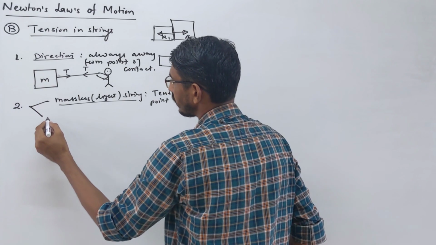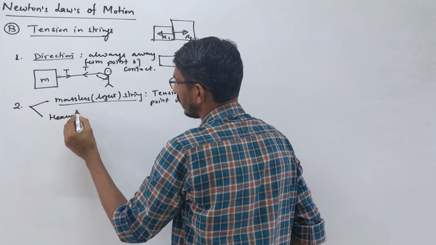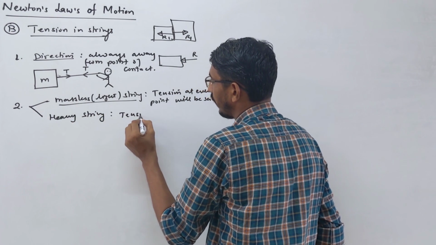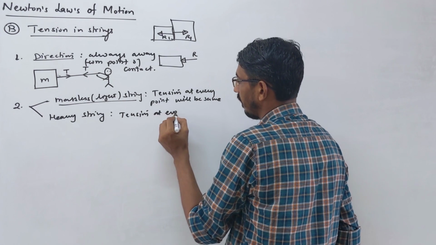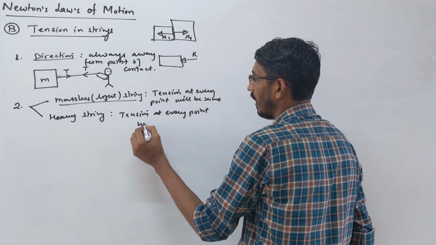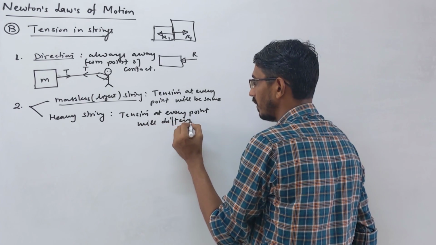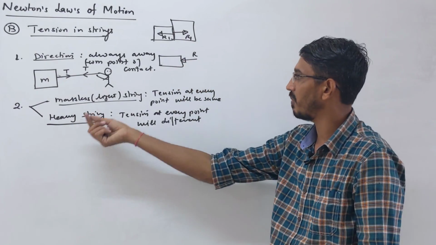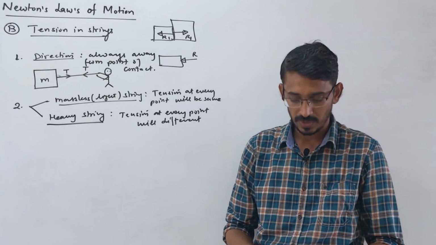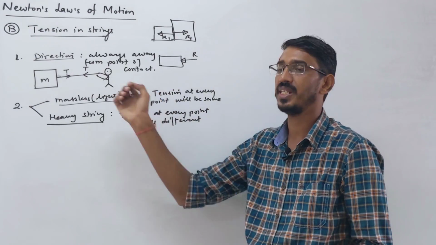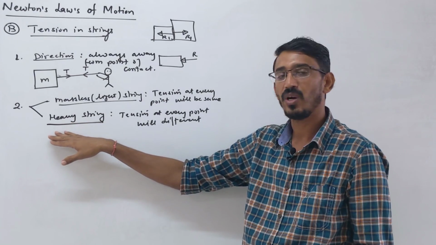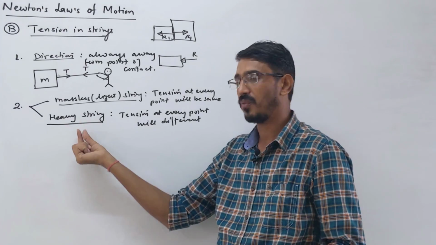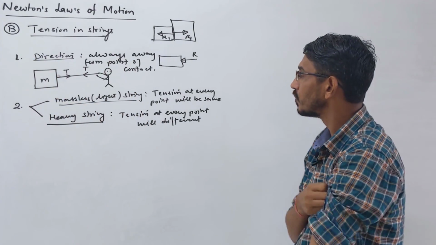But if you have a heavy string which has mass, then the tension at every point will be different. This is a special case only, we will discuss it at the end. Maximum of the time, 90% of questions will be based on our massless string only. The mass of the string is negligible, so the tension at every point in this string will be the same. Here heavy ropes, where the tension at every point will be different, because its mass is significant compared to the other masses.